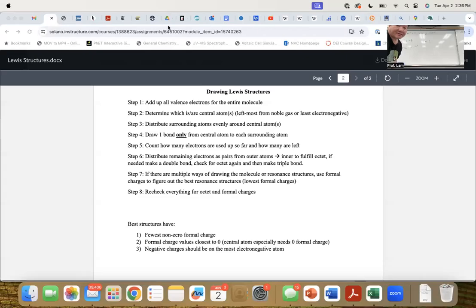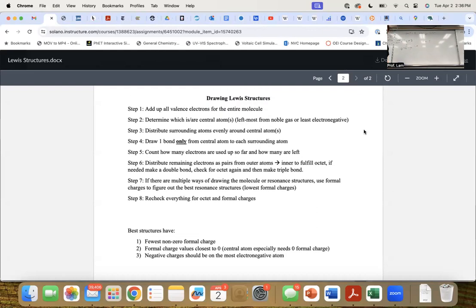So let's go to Canvas. I'm going to show you guys the steps, right? Drawing the structure. If you look down here, it says the best structures have fewest non-zero formal charge. Okay, so in our structure, this is the best we can do, right? 2 out of the 3 atoms have 0 formal charge. Of course, 1 atom needs to carry the negative charge. So criteria 1 has already been fulfilled. Let's look at criteria 2. Formal charge values closest to 0.